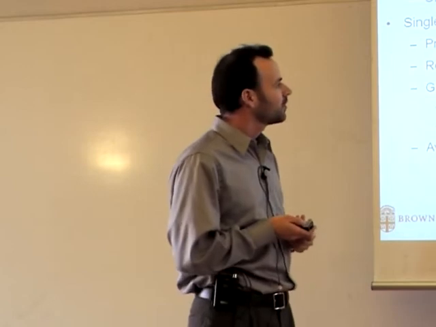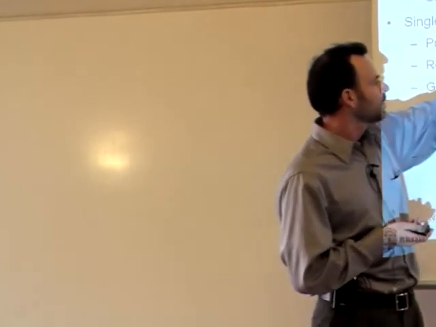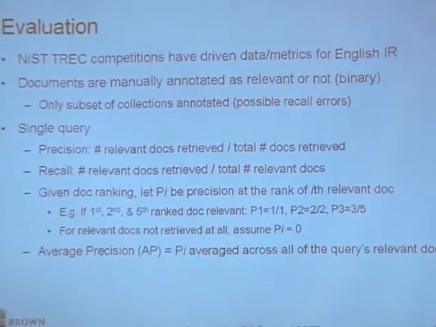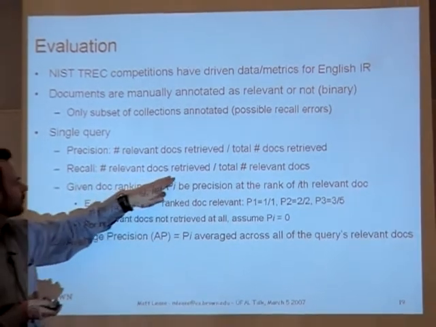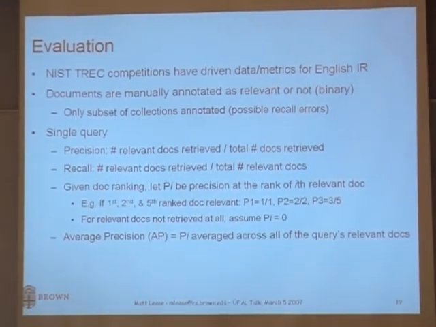So for a single query, precision tells us the number of relevant documents our system has retrieved divided by the number of total documents retrieved. Recall is the number of relevant documents we've retrieved divided by the total number of relevant documents for this query.